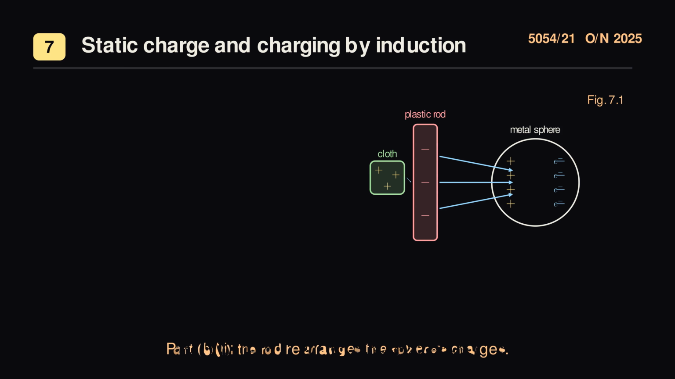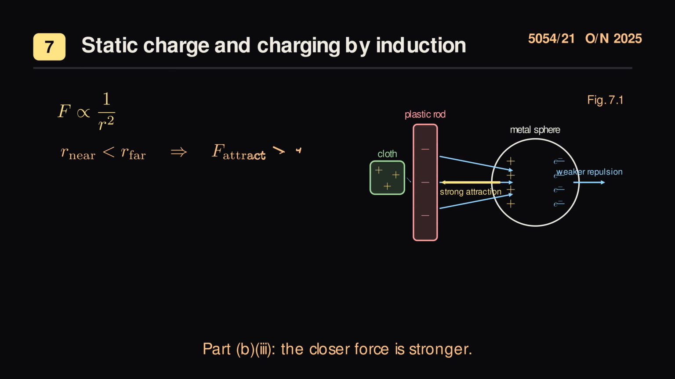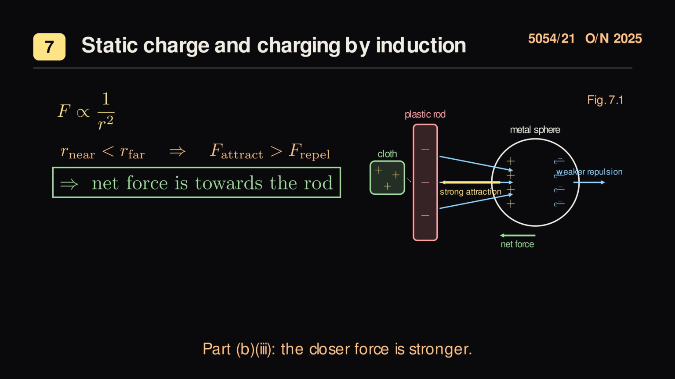Part B, Part 3. The near positive charge is closer to the rod than the far negative charge. Since electrostatic force is stronger at smaller distance, the attraction is larger than the repulsion. The sphere is pulled towards the rod.